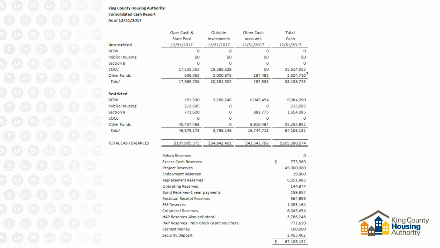When we have cash accounts that are either designated or restricted, we also want to track specifically what it is set aside for, or what the restriction is. And so you can see in the list beneath the $67 million of restricted, we list out exactly what those accounts are.